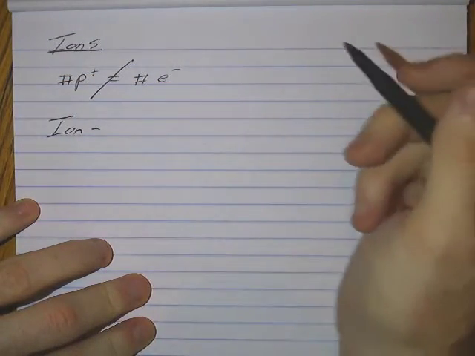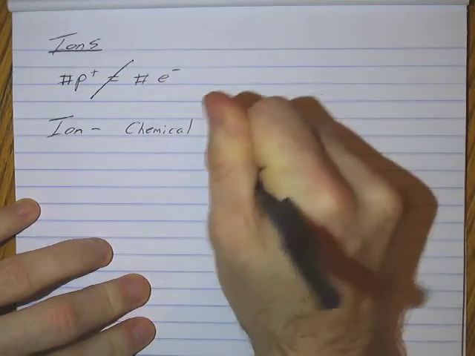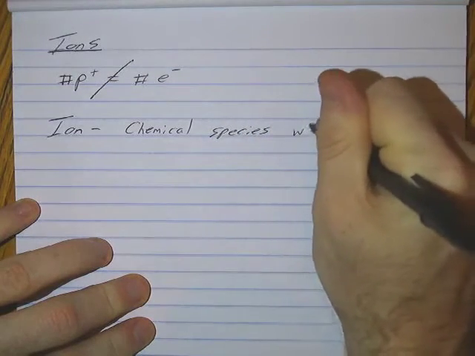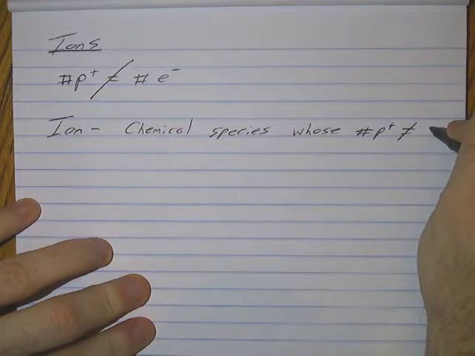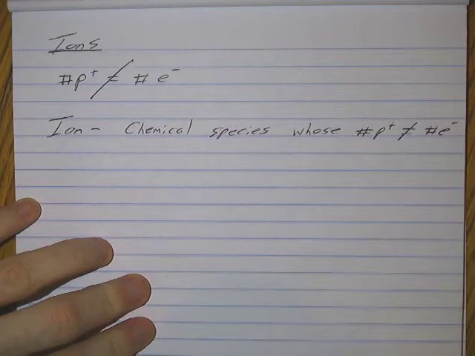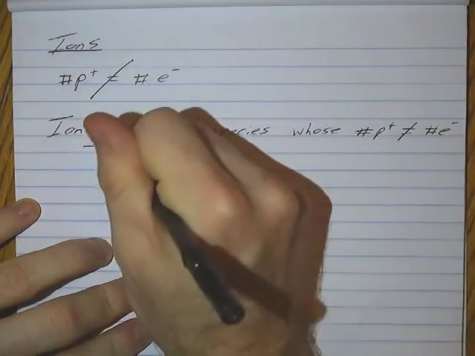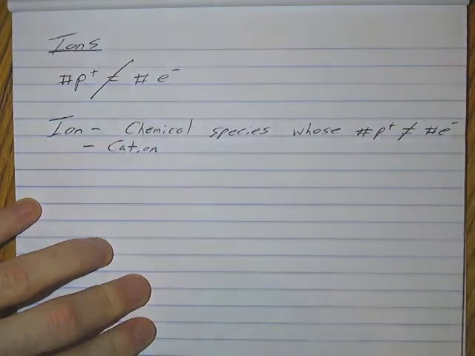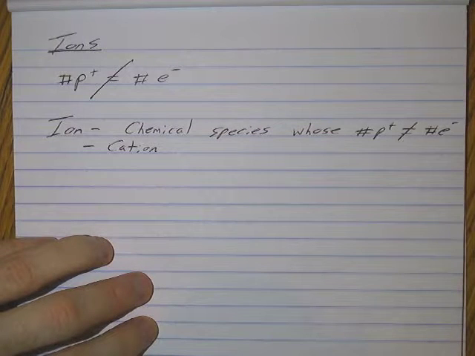And an ion is a chemical species whose number of protons does not equal the number of electrons. So there are two types of ions. Okay. The first type of ion is called a cation. Okay. Most people would call it a cation, and if I heard you say cation, I'd ask you if they were salted or unsalted. All right. Terrible joke, but just something you have to deal with in chemistry.